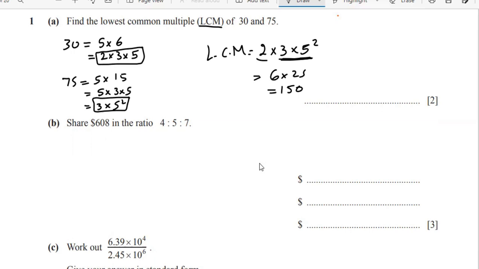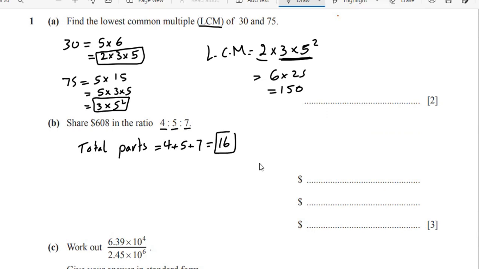Okay, now part B, it says share $608 in the ratio 4 to 5 to 7. The first part here is to get the total ratios or total parts, whatever you like to name them. So I add all of the numbers here, 4 plus 5 plus 7, which is going to be 4 plus 5 is 9, plus 7, that is 16. Now the next step is to get the ratio to the total. This is the total. So we get the ratio of each part to the total.